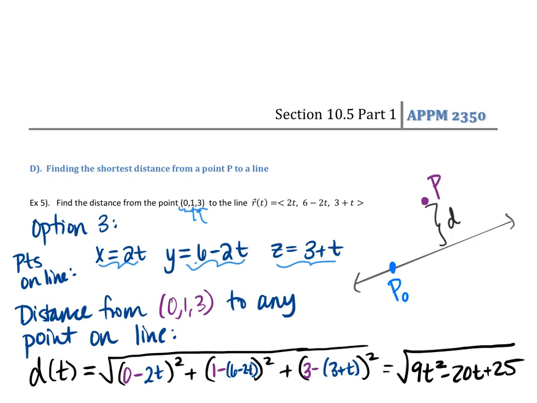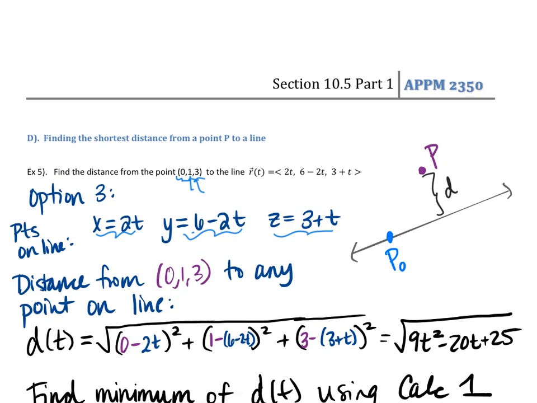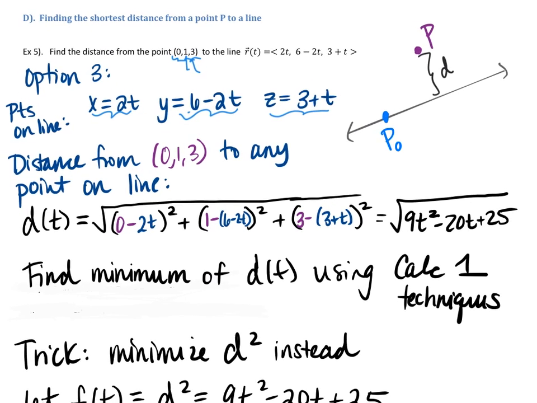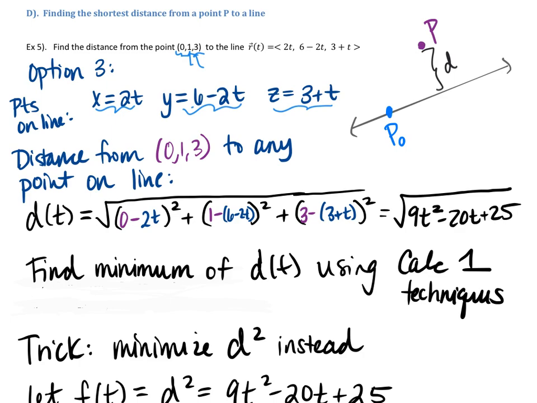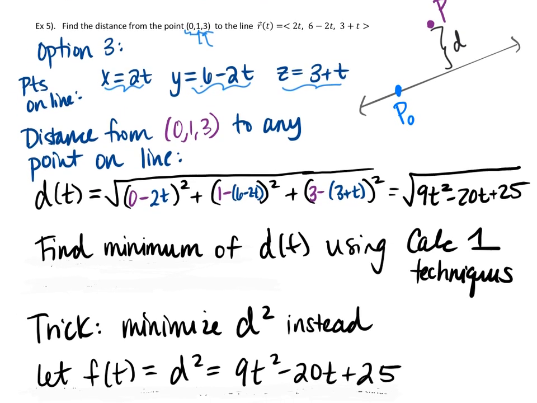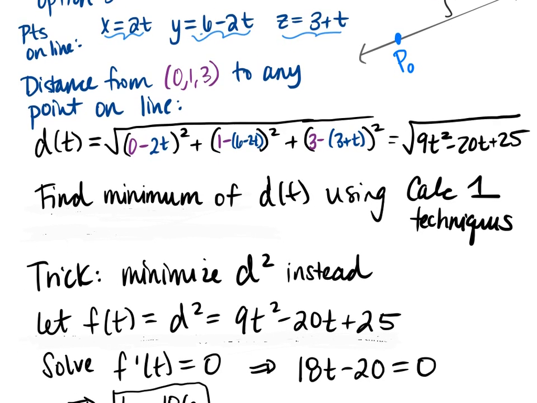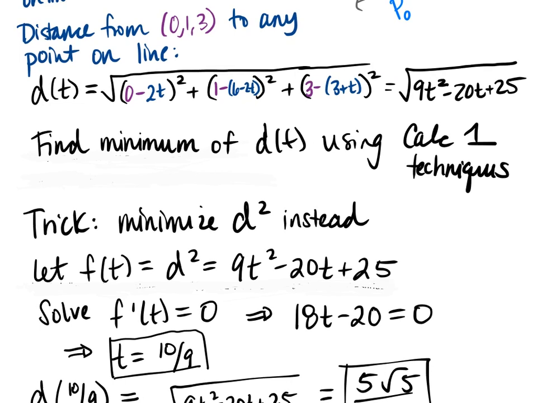But you may remember a nice shortcut in Calc 1. When you're minimizing distance, it turns out that the minimum distance will occur at the same location as the minimum distance squared. So we would often in Calc 1 just minimize d squared instead, so you didn't have to deal with the square root. So we'd make up a new function. Here I'm calling it f of t, which is just what was underneath the square root. And now I take its derivative, set it equal to 0, and that's going to give me a t value where the distance squared as well as the distance will be minimized.